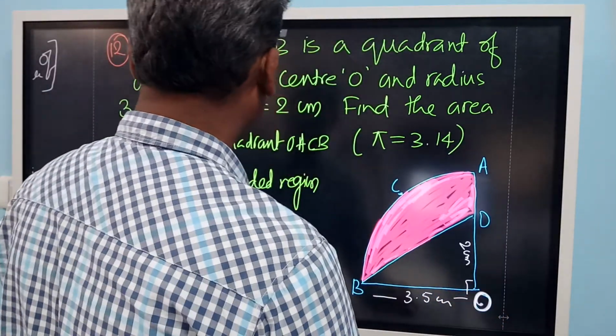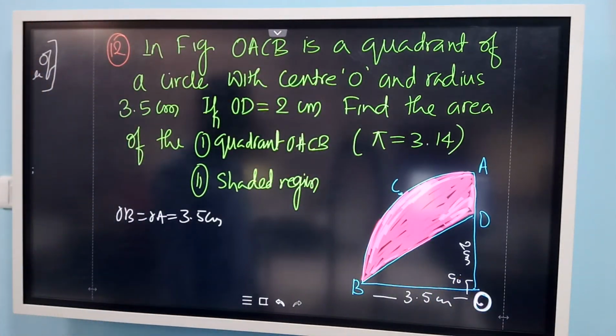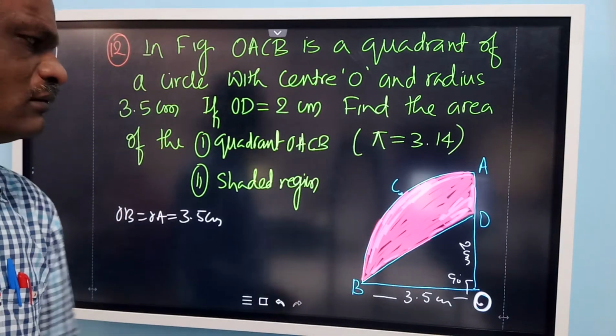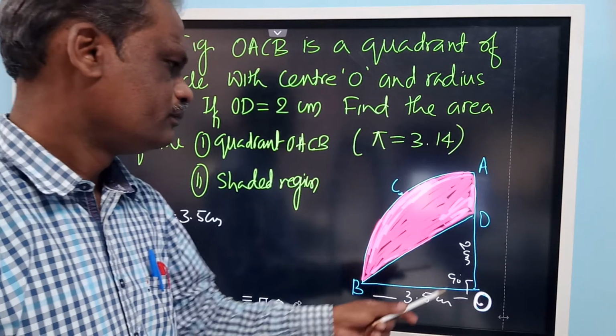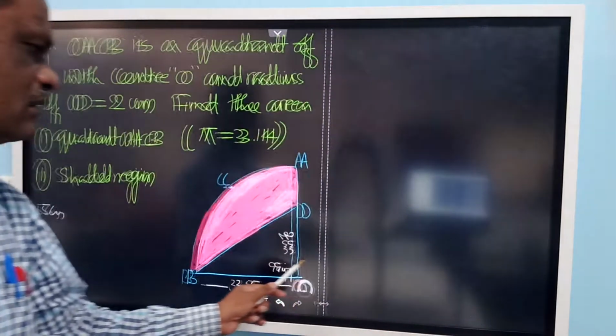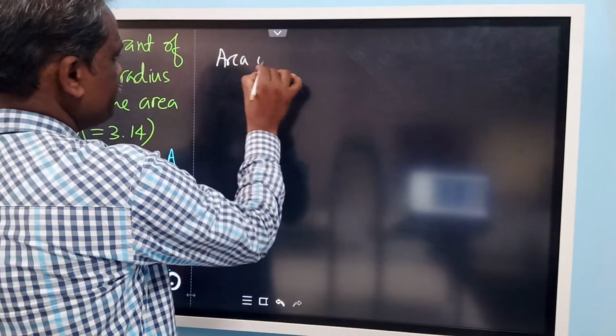Quadrant means this must be 90 degree. Remember that one, 1/4 of the circle. Tell me how to find the area of the shaded region. Area of quadrant minus area of triangle OBD. Okay, very easy. Let us find out the area of the quadrant.